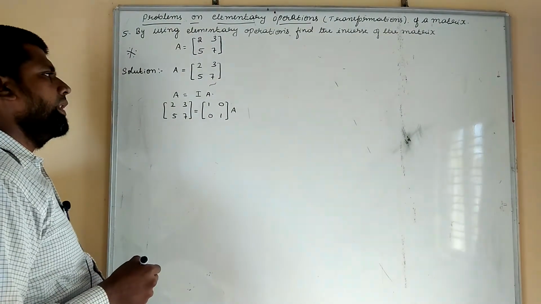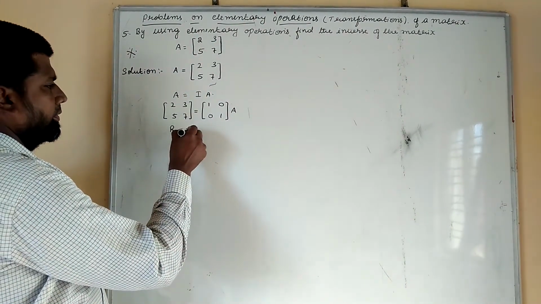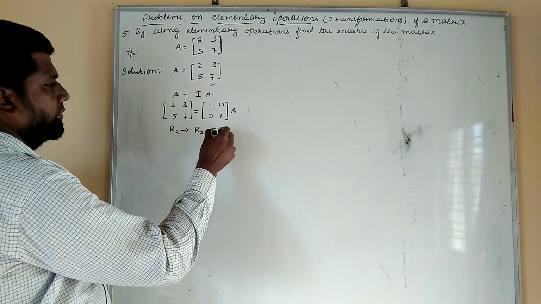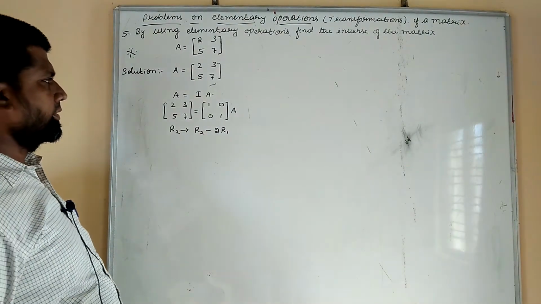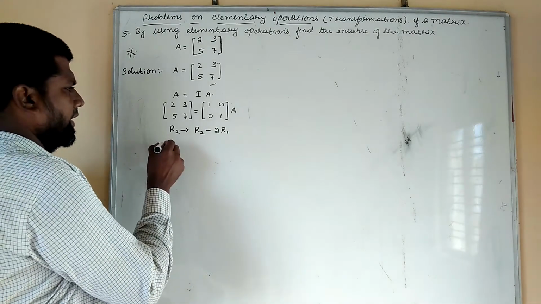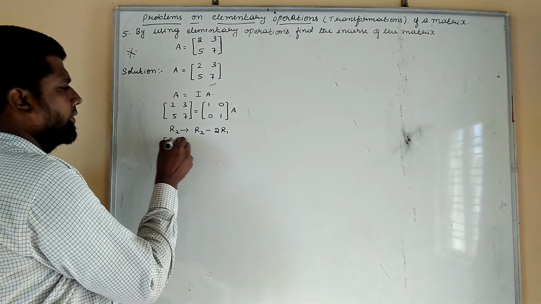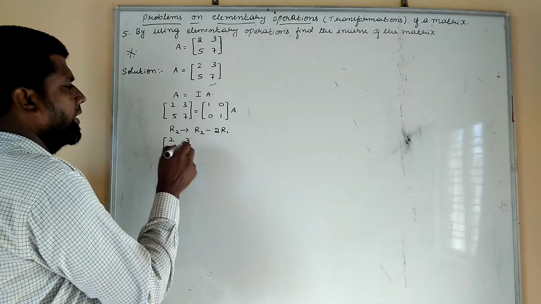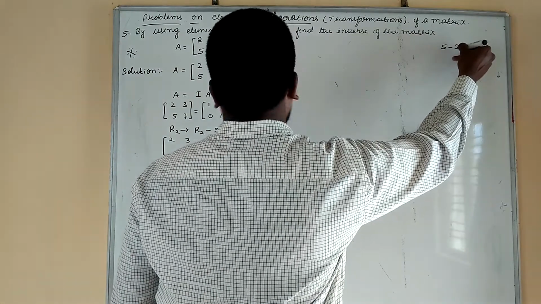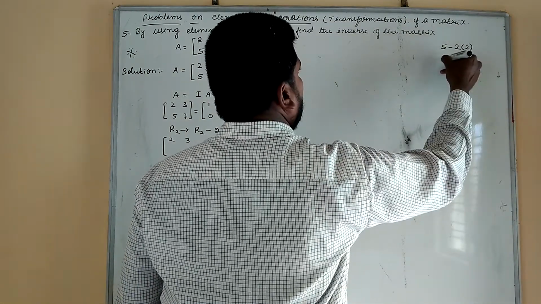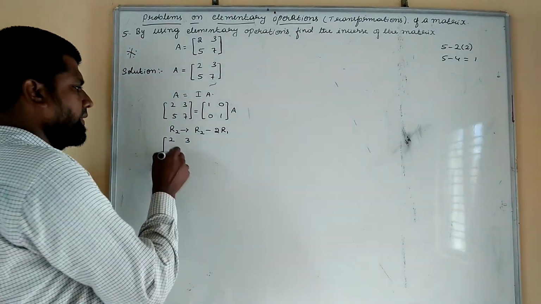Then we have to apply elementary operations here. So let us change R2 to R2 minus 2R1. If you change, let us write what you are getting here. 2, 3, the first row will be the same. The second row you have to change here: 5 minus 2 R1, R1 is 2. Then 5 minus 4, you are getting 1.